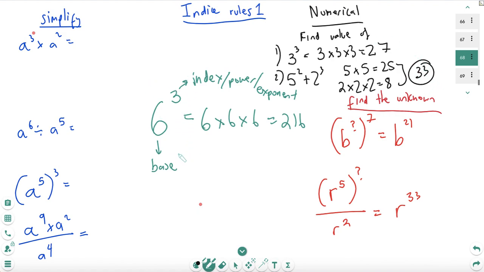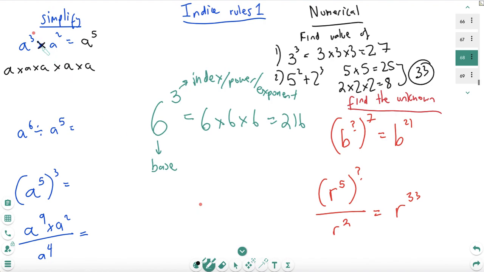We can also use indices with variables. The letters are called variables. So a to the power of 3 times a squared, we have to simplify it. Well, a to the power of 3 means a times a times a, and we're multiplying this by a squared, which just means a times itself twice. So now we see it's a times a times a times a times a, which just means a to the power of 5. And you'll notice something.